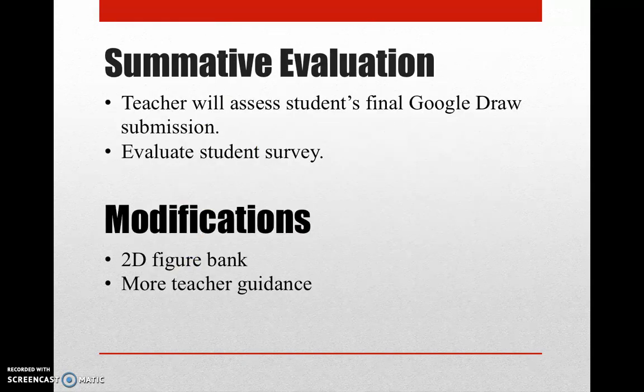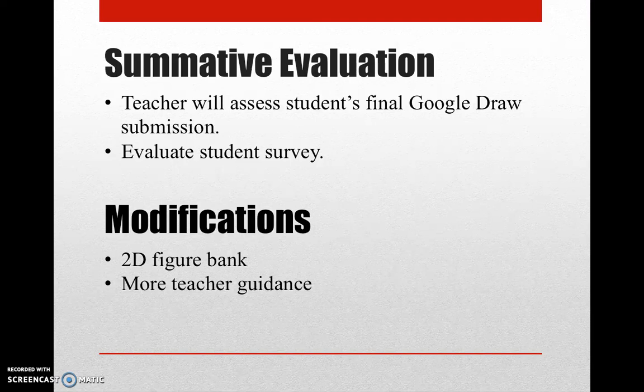So my summative evaluation will assess students' final Google Draw submission. So it won't necessarily be one that I looked at before. It'll be that final one that they've gotten peer edits, maybe they've gotten comments from me on prior. That's the one I'll be looking at. And I'll be looking at that same checklist that peers were looking at to see, did this student meet this criteria? The other part of this evaluation will be the student survey. How did they feel about it? How is it going for them?